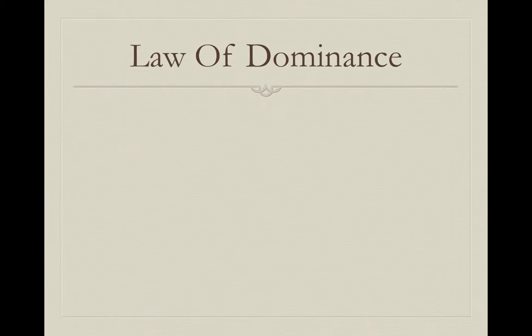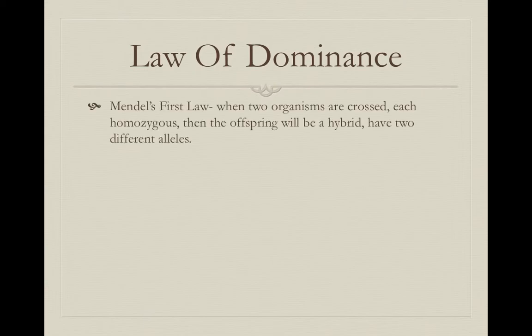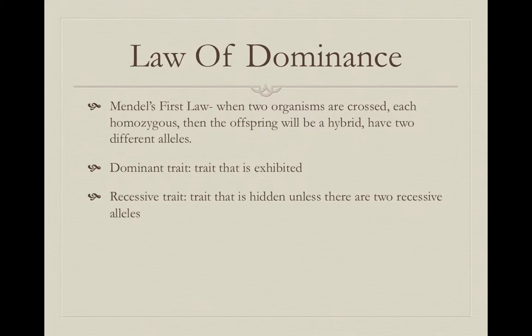So there are a couple of laws to remember. The first one is the law of dominance, and this was Mendel's law. It's also known as Mendel's first law, actually, and basically what it means is when two organisms are crossed, both of them being homozygous, then the offspring will be a hybrid, having two different alleles. So if you have one organism that has two dominant alleles and the other one having two recessive alleles, and you cross them together, their offspring all will have one dominant and one recessive allele. But in that case, the dominant trait will be exhibited because each one of them has one dominant and one recessive. A recessive trait is a trait that is hidden unless there are two recessive alleles.